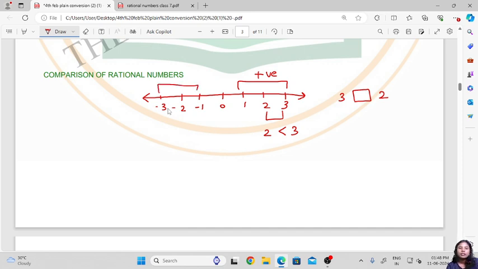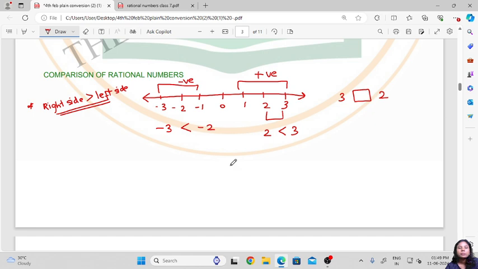Now moving to the negative side. When we talk about the negative side, the same rule applies. The numbers which are on the right side are always greater than the left side. So this is something we need to remember. Say we have minus 3 and we have minus 2. So we can say that minus 2 is greater than minus 3.